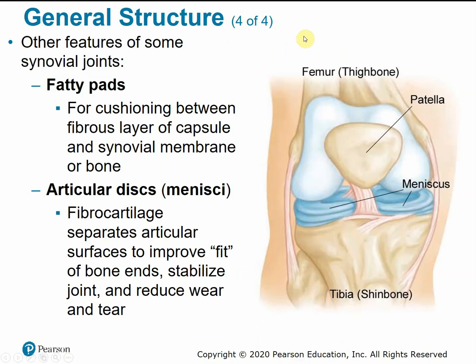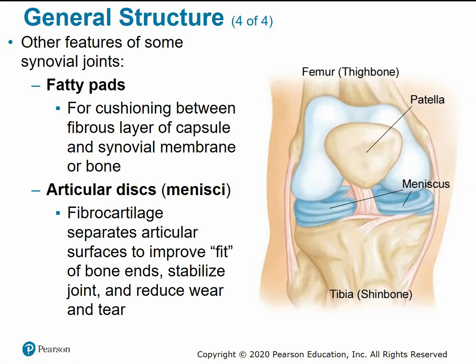Some other features we may find in synovial joints include fatty pads, just for some extra cushioning between the bone layers or the capsule. We also may see articular discs or menisci or meniscus in some joints like the knee. So this is just some fibrocartilage padding. Remember, fibrocartilage was very good for shock absorption, weight, and compressive forces. So we have these fibrocartilage pads or these menisci in the knee joint just to help improve the fit of the bone ends, to help it fit more nicely and neatly and stabilize the joint and reduce wear and tear on the bones.